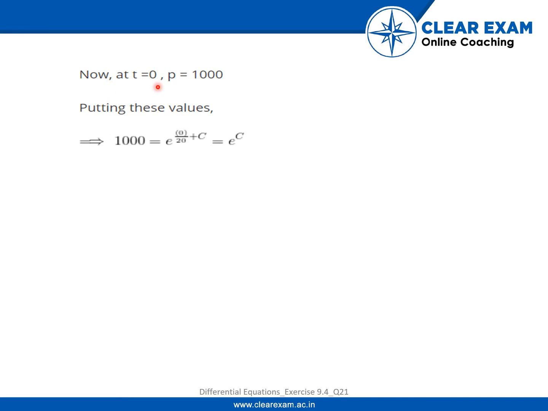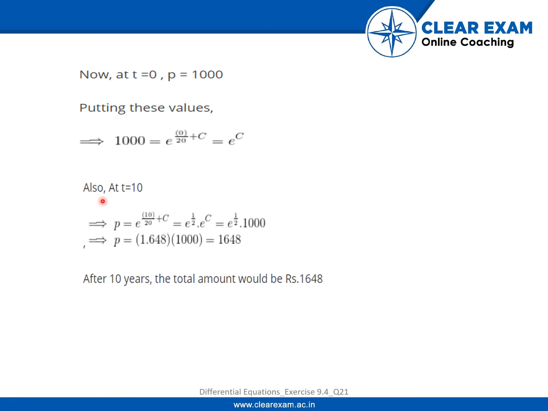Now at T equal to 0, P is equal to 1000. The value is given, right? At T equal to 0, P is equal to 1000, because 1000 rupees was deposited. So putting these values, 1000 is equal to e raised to 0 upon 20 plus C. Therefore e raised to C is equal to 1000.